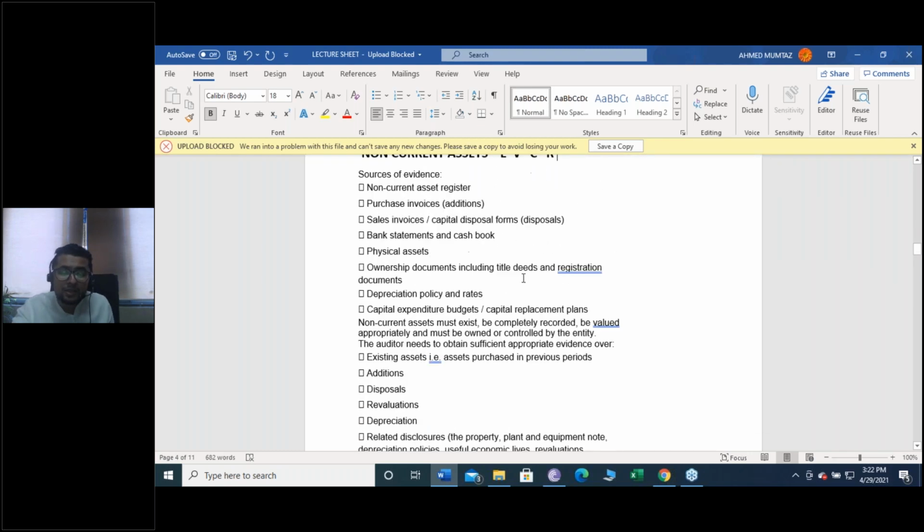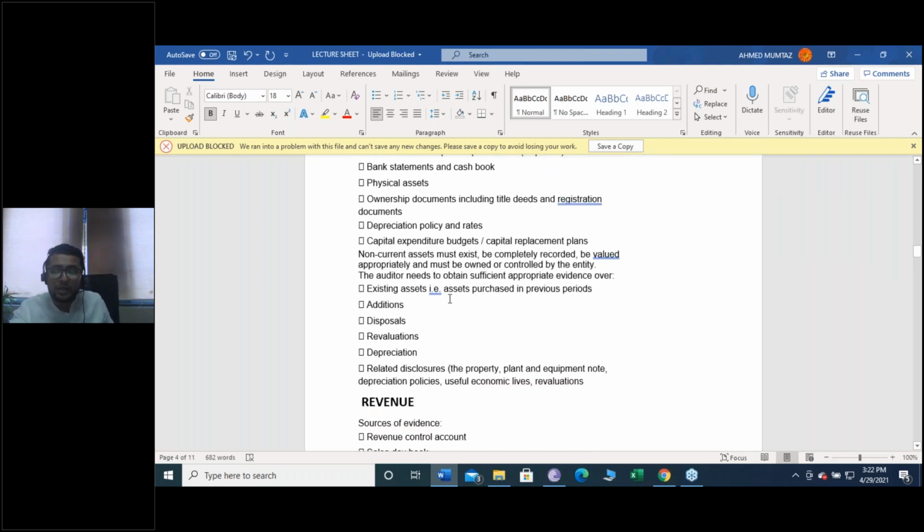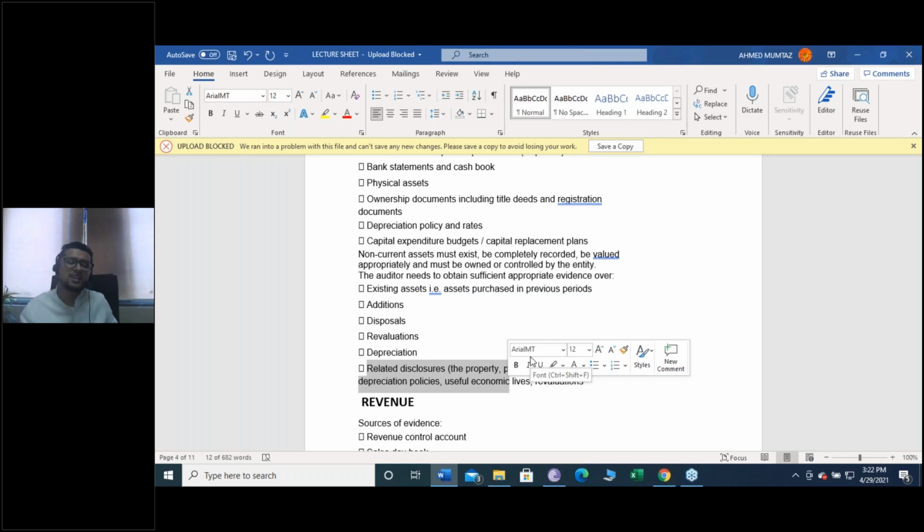Last but not the least, the disclosures are very important as well. You might want to review the related disclosures regarding the property, plant, and equipment, and you need to make sure that they are adequate in accordance with IAS 16. Yes.